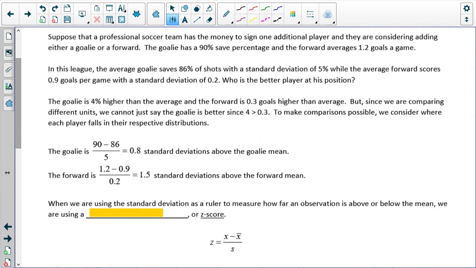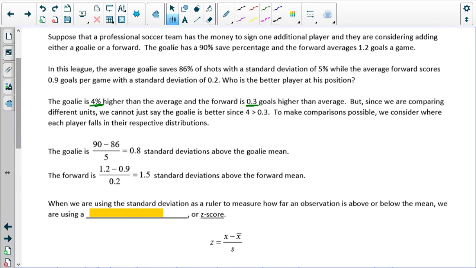So notice that an average goalie saves 86% of shots, standard deviation of 5%. Average forward gets 9/10 of a goal per game with a standard deviation of 0.2. Who's better at their position? So the goalie is 4% higher than average, and the forward is 0.3 goals higher than average. But we can't just say 4 is greater than 0.3 because they're not in the same units. They don't really mean the same thing.